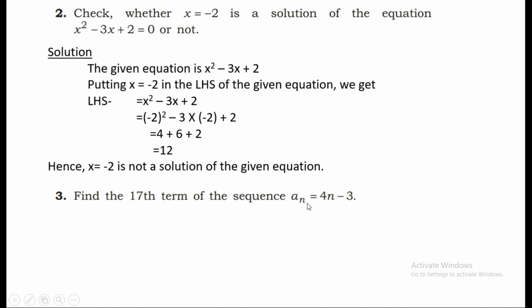Next, you have to find the 17th term of the sequence. This is one of the easiest sums. Here, instead of n, you have to put 17. So putting n equals 17, 4 into 17 is 68, and 68 minus 3 is 65. So the 17th term is 65.